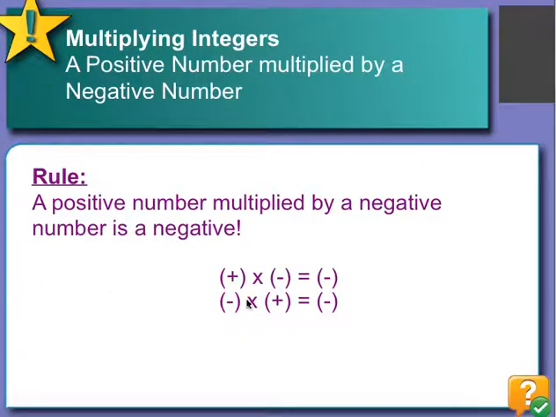What we looked at with that is saying that a positive times a negative is a negative. And a negative times a positive is a negative. It doesn't matter what order we do it in because multiplication is commutative.